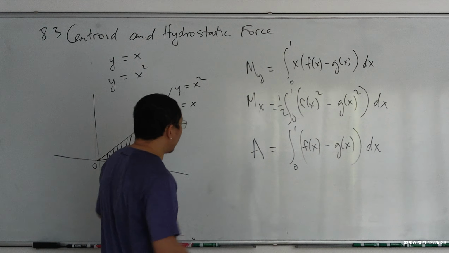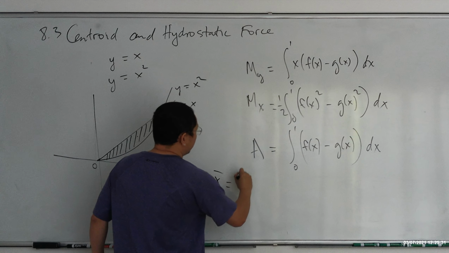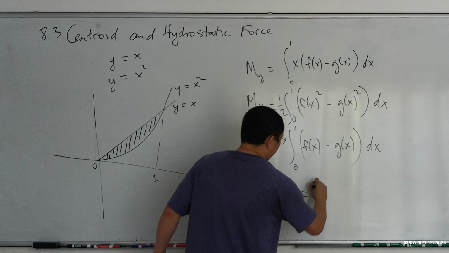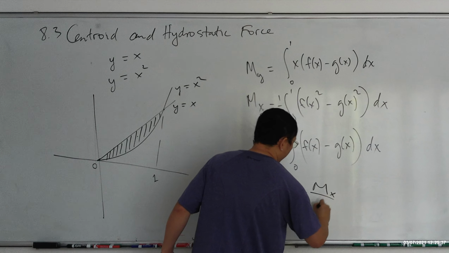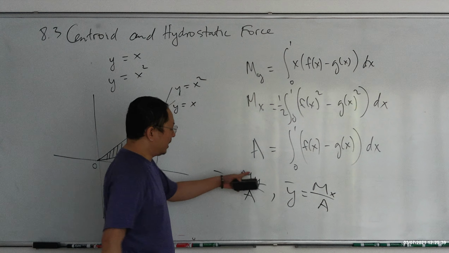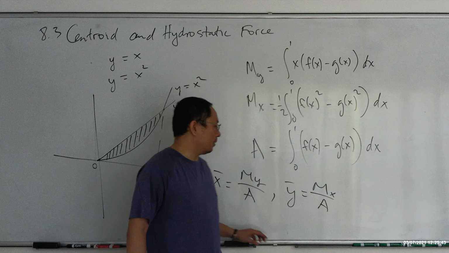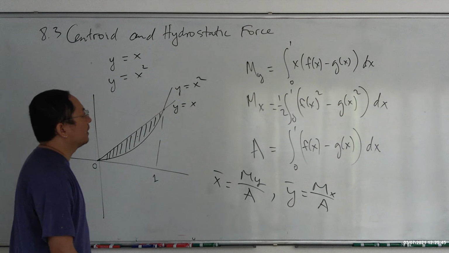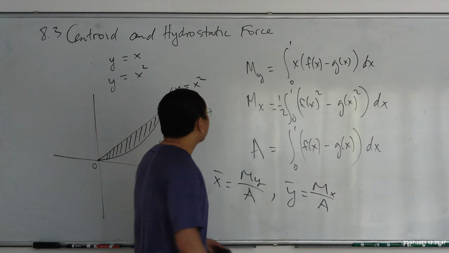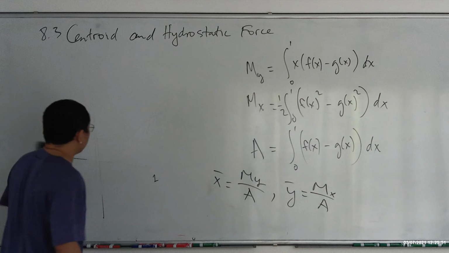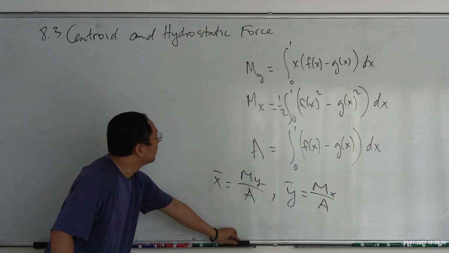And you take the fraction. X bar is My over A, and then y bar is Mx over A. My means moment around the y-axis. Okay? And Mx means moment about the x-axis. Okay. So, we're going to calculate one thing at a time. Start with My.